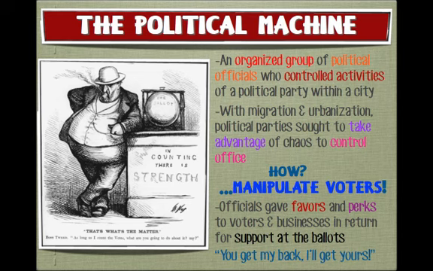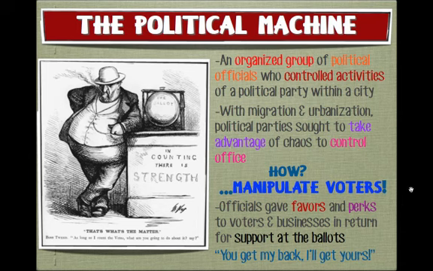With migration, immigration, and urbanization, political parties sought to take advantage of the chaos and control the office. How? They would often manipulate voters. Officials would give out favors and perks to voters and businesses in return for support at the ballots. So you get my back, I get yours.